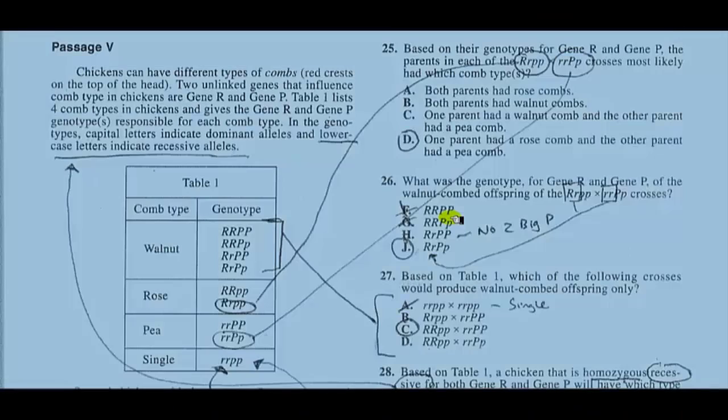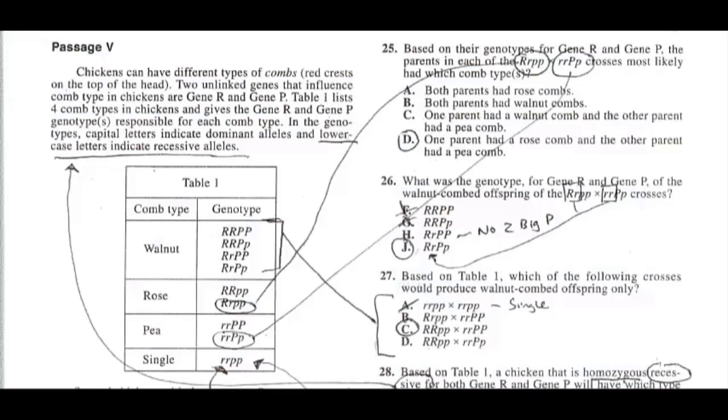Test 70A, Science, Practice Problem number 25. Number 25 reads, based on the genotypes for gene R and gene P, the parents of each of the phenotypes here, capital R, lowercase r, lowercase p, lowercase p, crosses most likely had which comb type? First thing you want to do is take these genotypes and plug them into Table 1 over here and see where they come from.